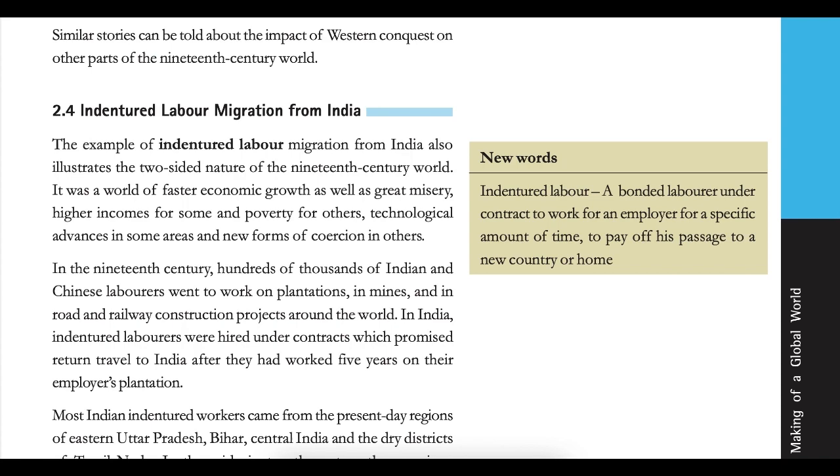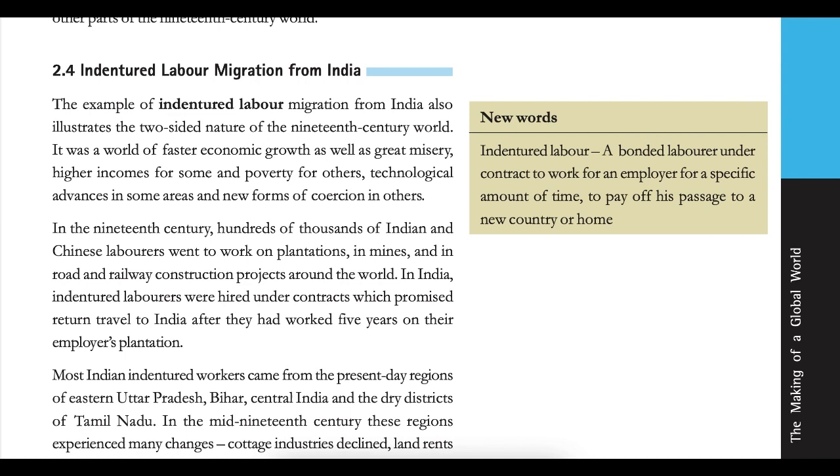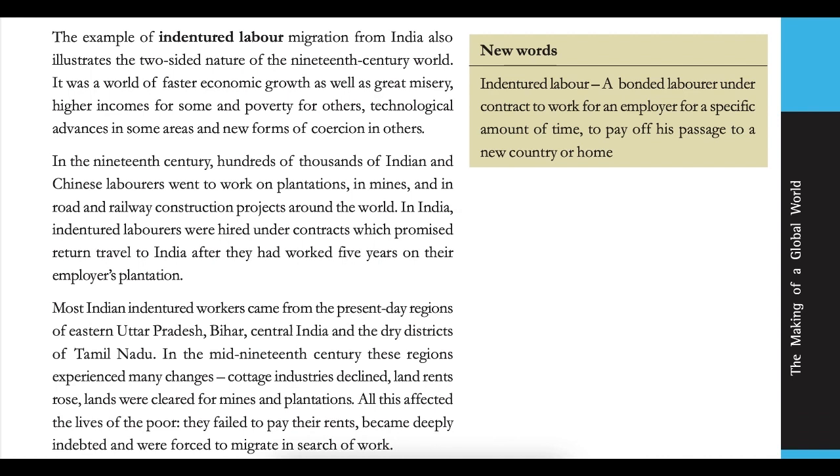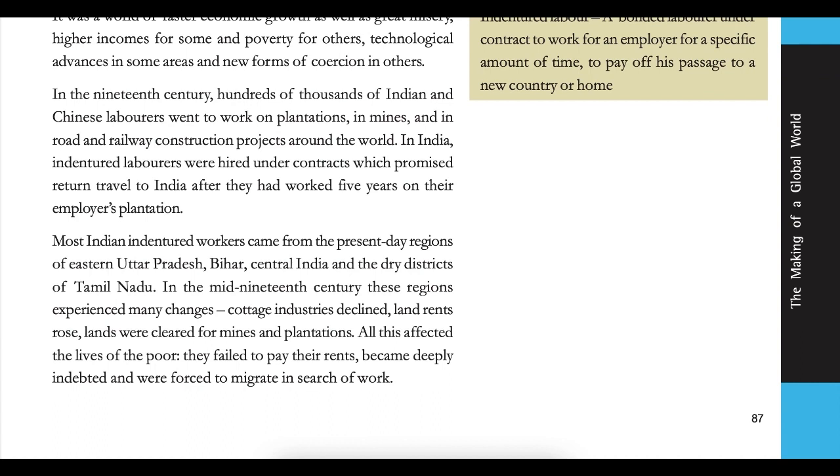Indentured labor migration from India. The example of indentured labor migration from India also illustrates the two-sided nature of the 19th century world. It was a world of fast economic growth as well as great misery, higher incomes for some and poverty for others, technological advances in some areas and new forms of coercion in others. In the 19th century, hundreds of thousands of Indian and Chinese laborers went to work on plantations, in mines and in roads and railway construction projects around the world.